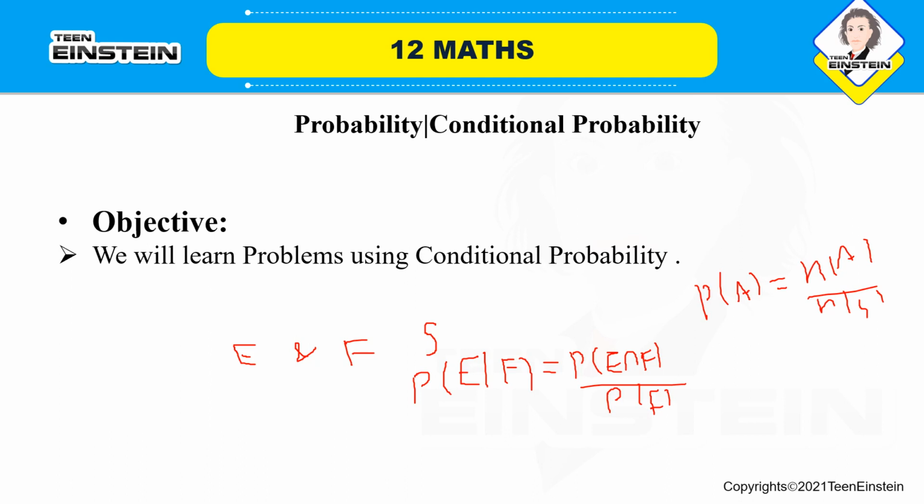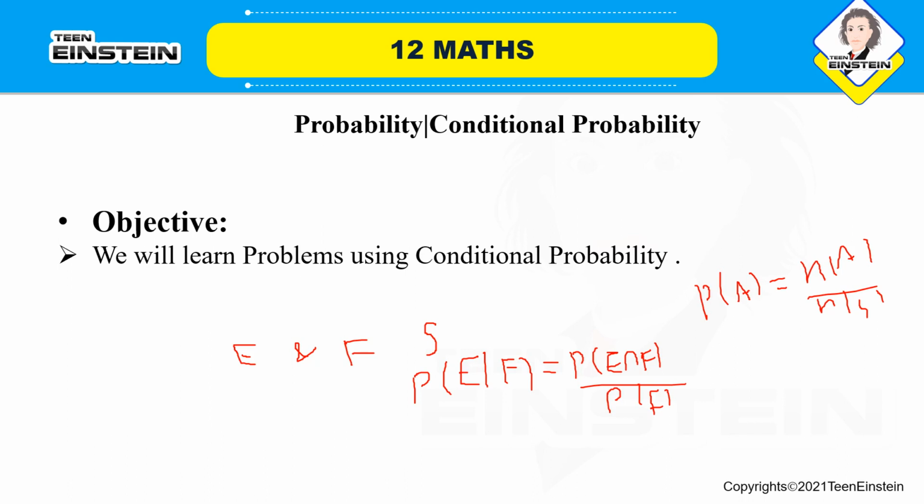So first you have to write the sample space. Then you have to write the events. If the events are specified clearly in the problem, then that is not a problem. That is very clear, right? If the events are not specified, then you have to specify the events clearly. Then you will be able to write probability of the given events, right? Probability of E, probability of F.